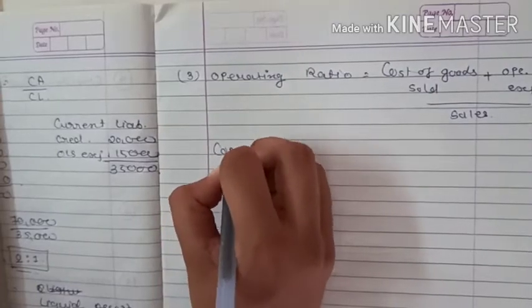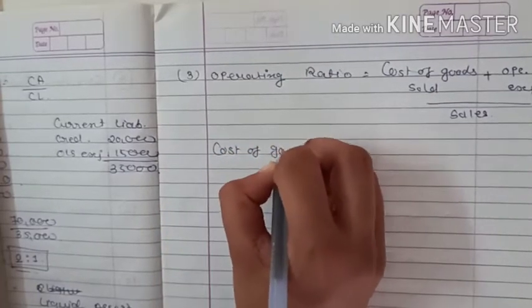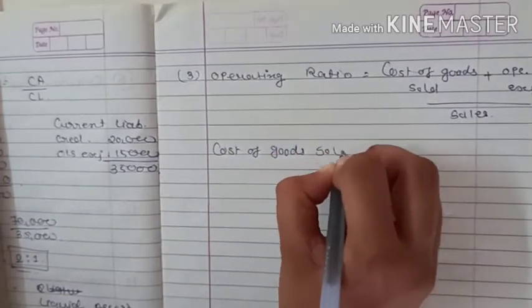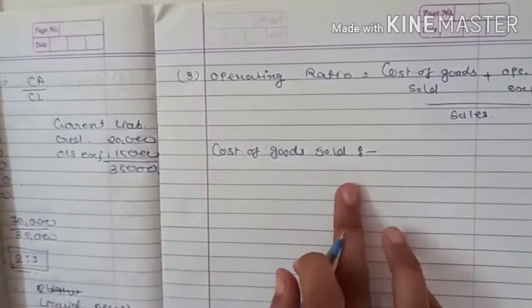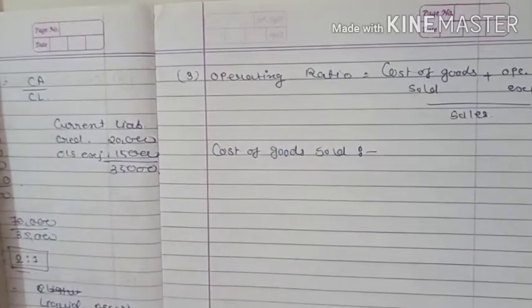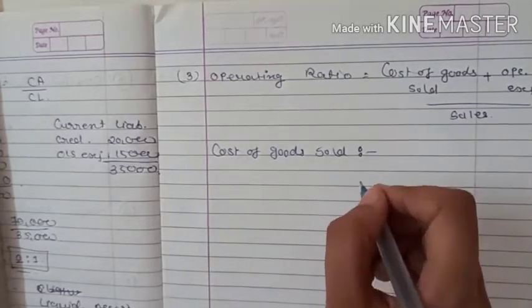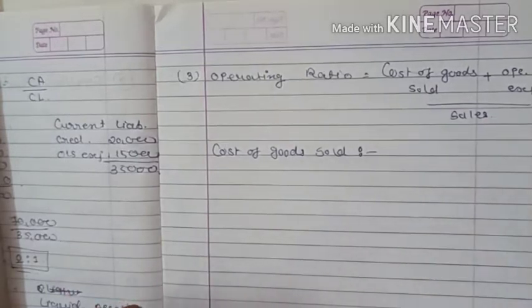So cost of goods sold. As we know, there are two formulas for the cost of goods sold. There is opening stock plus purchase expenses minus closing stock. And the second formula is sales minus gross profit. So the simple formula is sales minus gross profit, so we are applying that formula here. You can solve with the other formula also. The answer will be the same.